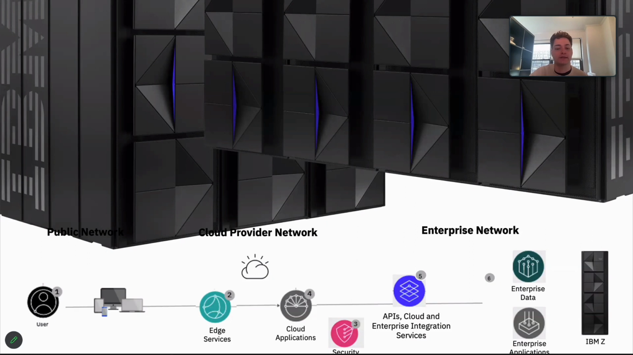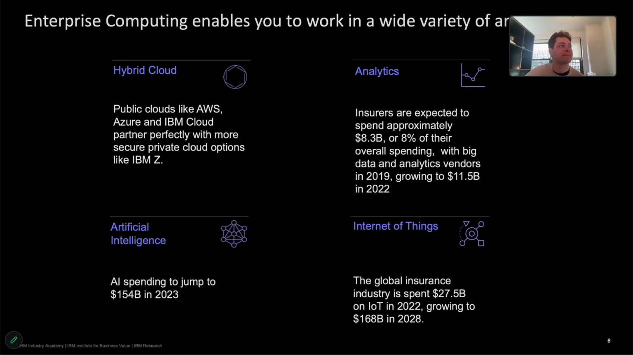Moving ahead, and again, if there are questions along the way, just drop them in the chat and I'll answer them. These are four of the different areas that you can work in a career in the world of enterprise computing. First and foremost is hybrid cloud. If you've seen an IBM commercial on the TV or on the internet, it's going to be saying hybrid cloud, hybrid cloud. Hybrid cloud is the future.